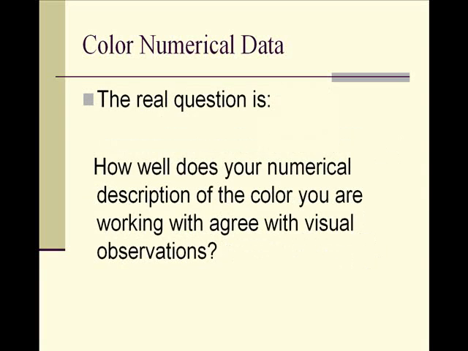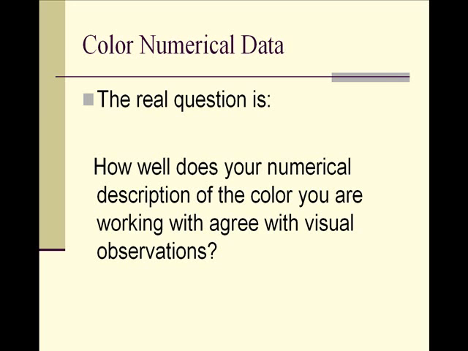Use numbers to describe our colors. The real question is, how well does your numerical description of the color you are working with agree with visual observations? We use visual observations as our absolute. We're trying to model that visual system with instruments and numbers. And the idea is, how closely can we do that?